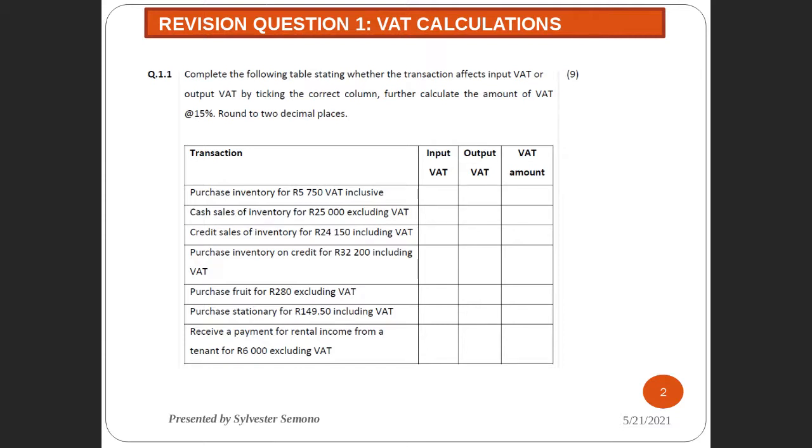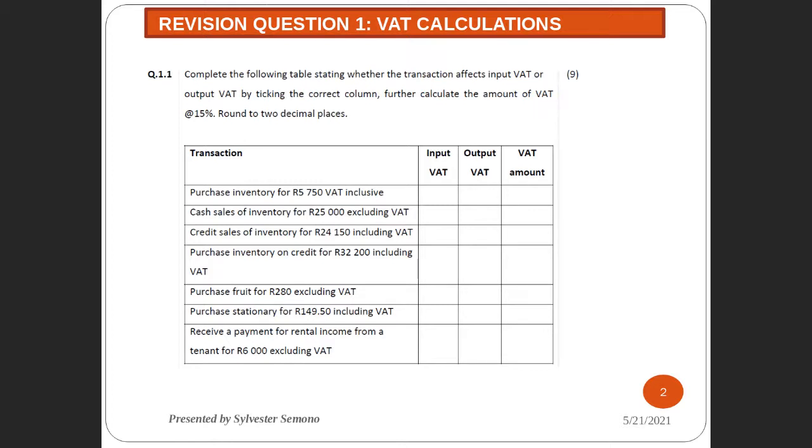Okay. So what I want us to do at the moment is go through this question. Maybe some of you have seen this question before, but remember, before you can tackle any question, make sure that you underline the most important information. They say complete the following table stating whether the transaction affects input or output by taking the correct column. Further, calculate the amount of VAT at 15%. If you've got any decimals, we need to convert to the nearest two decimals. So again, we have to calculate VAT, and at the same time tell whether this VAT is input or output.